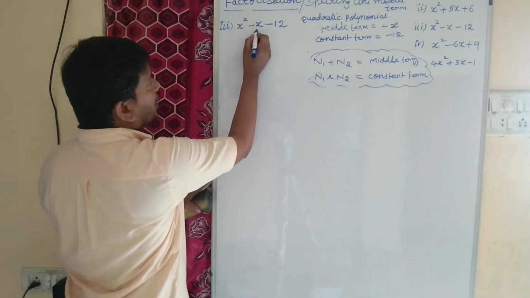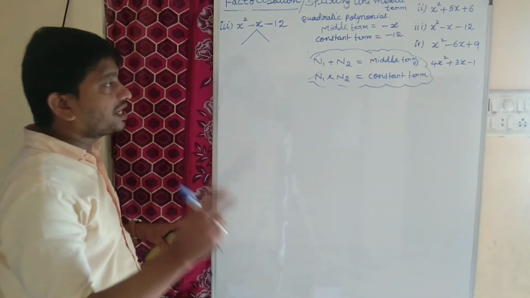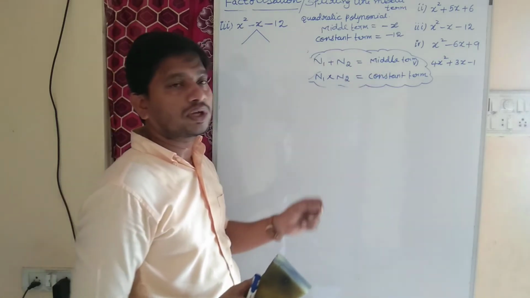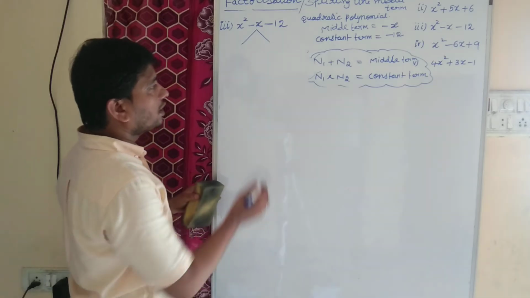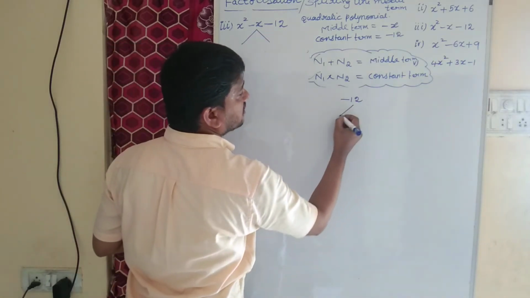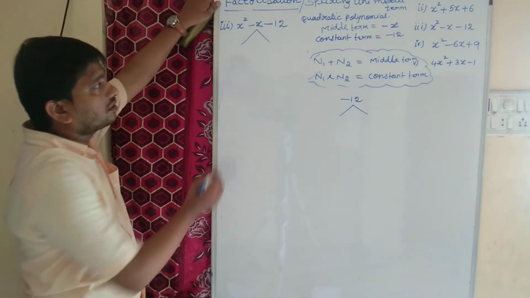The thing is, we have to split the middle term into two numbers. The condition one is, sum of the two numbers must be middle term. Product of the two numbers must be constant term. Here the constant term is minus 12, children. Consider minus 12.